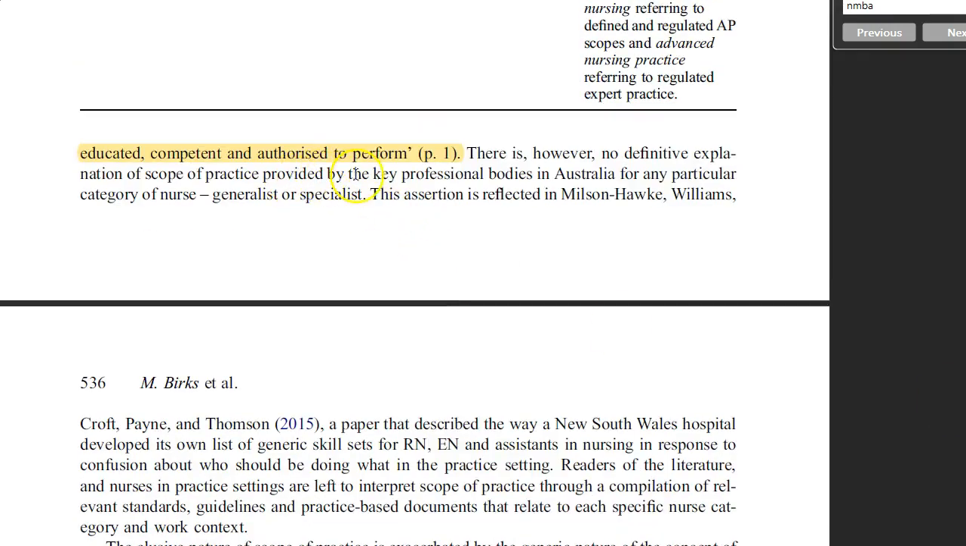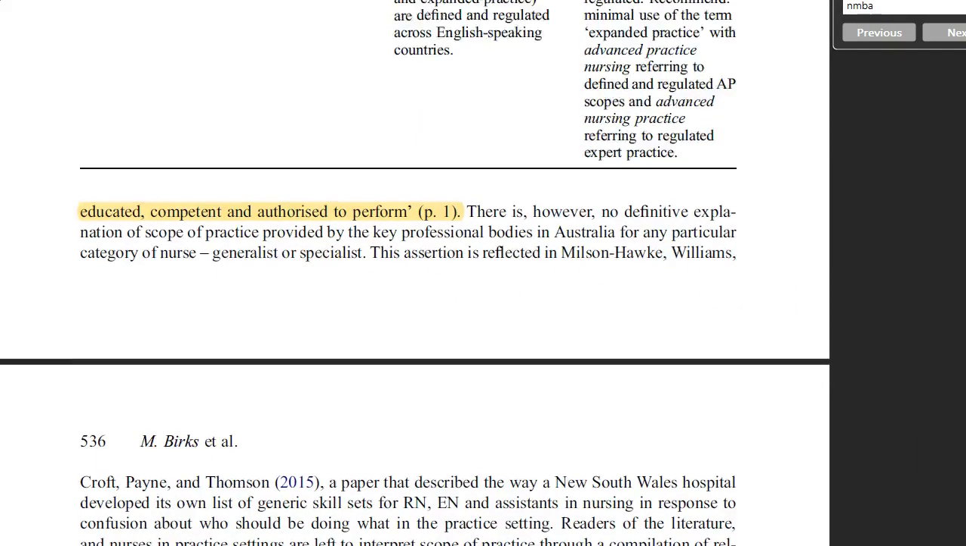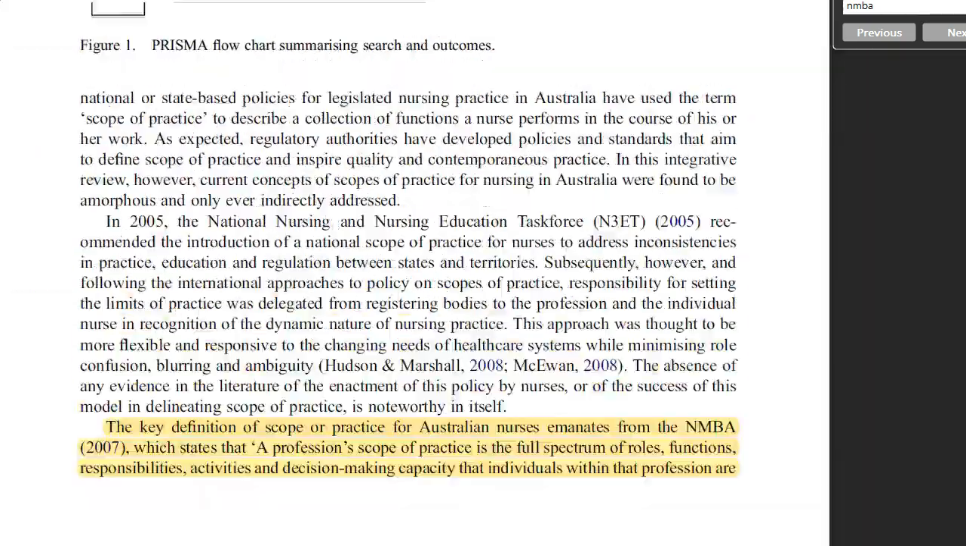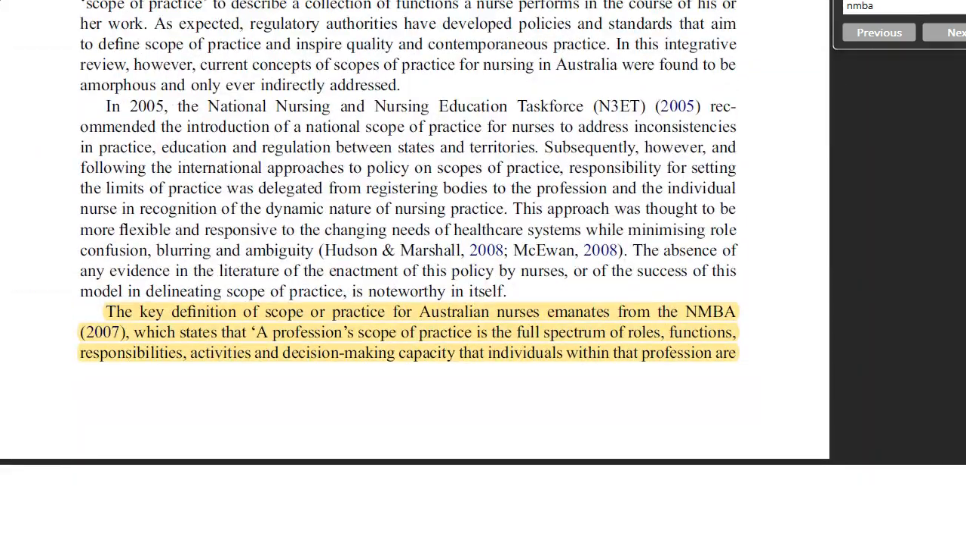Educated, competent and authorised to perform. So in their paper I would expect them to be able to take that definition and pull it to bits, and then talk to me about what would be involved in that and how a nurse might be working outside that. So they've been given an example of a nurse clearly working outside their scope of practice and they need to be able to explain how that definition works.